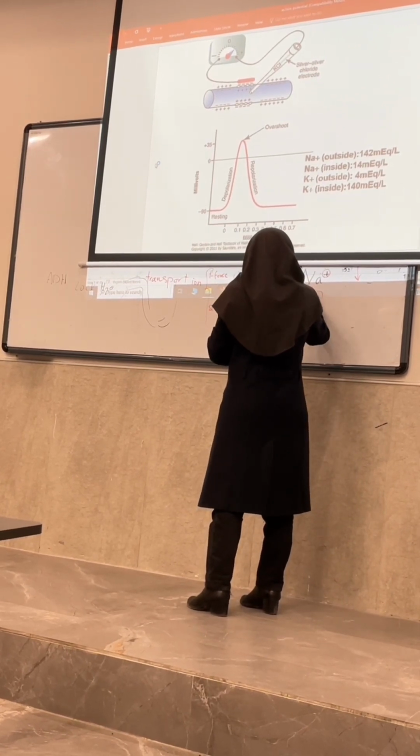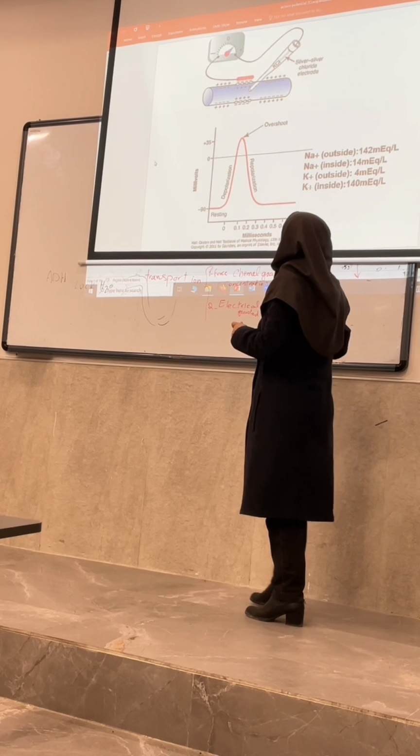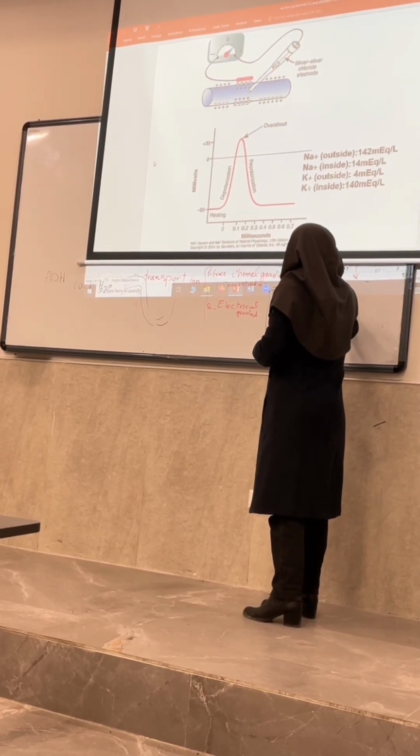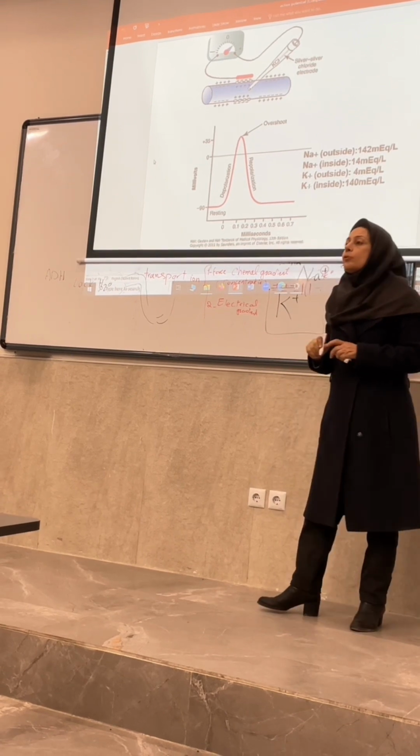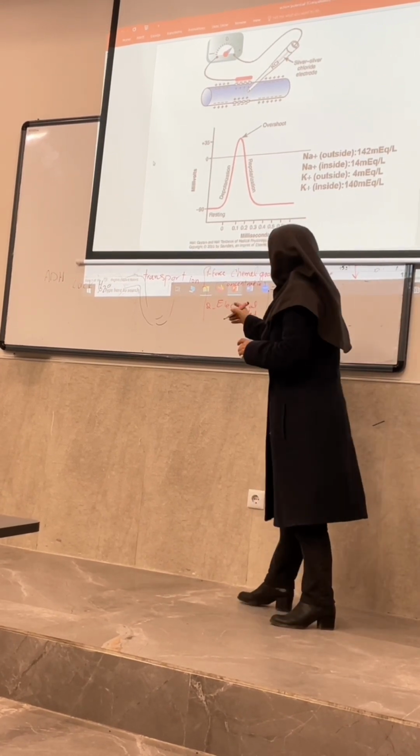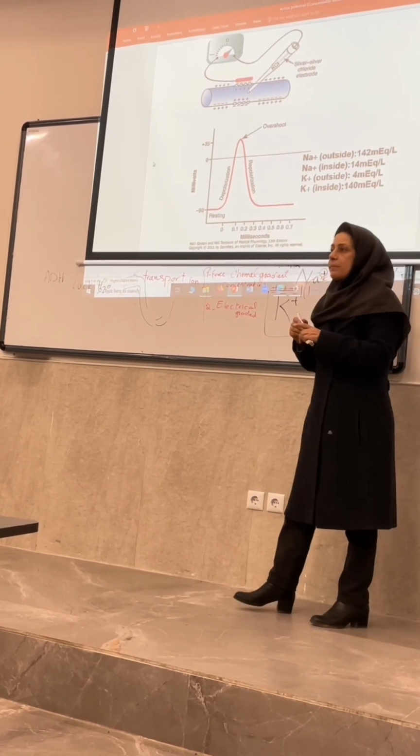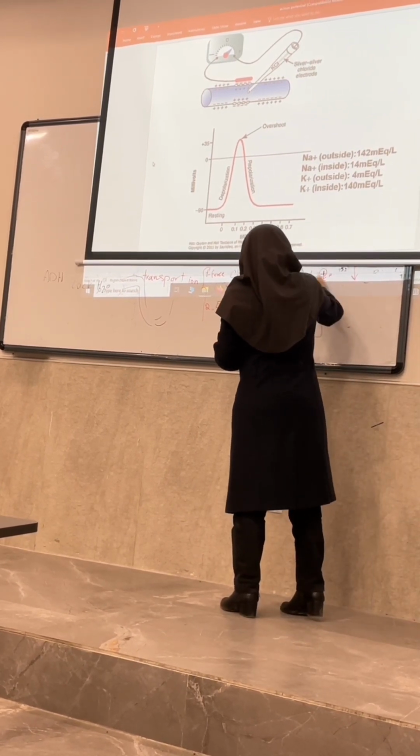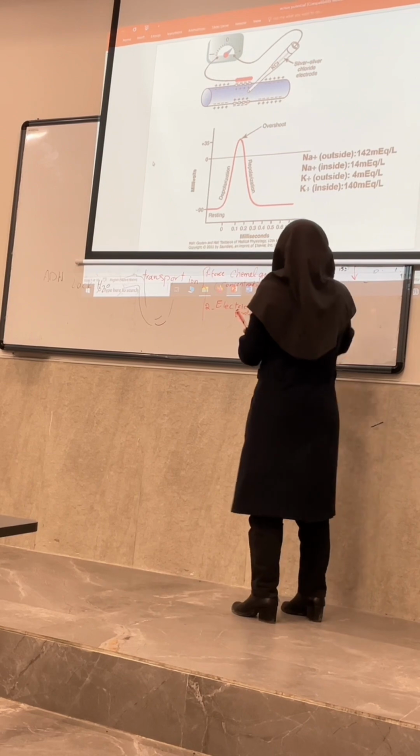Outside. This is the channel for potassium. Potassium all the time wants to go outside. But now I want to prove it for you, according to electrical and chemical gradient. Now just write the gradient for potassium.